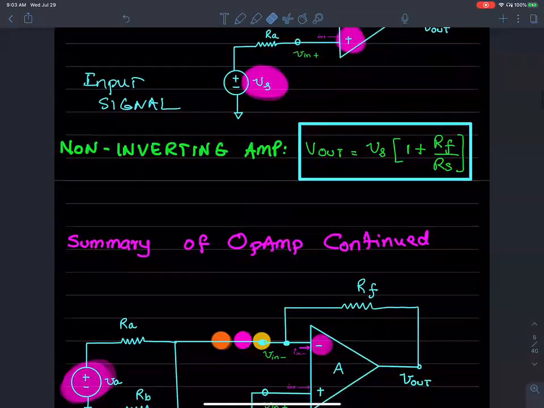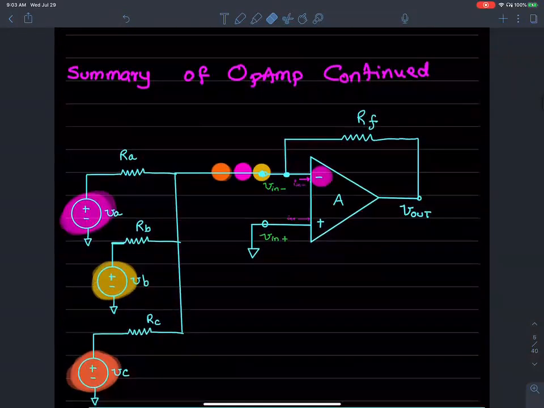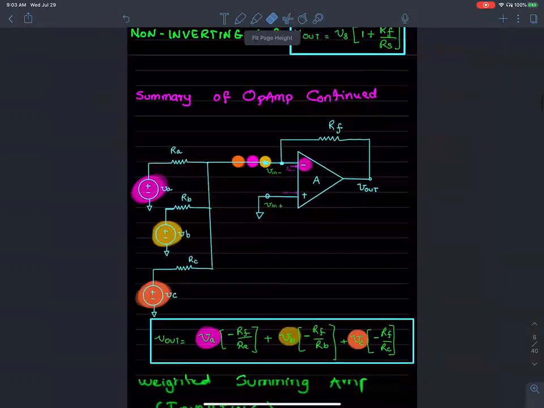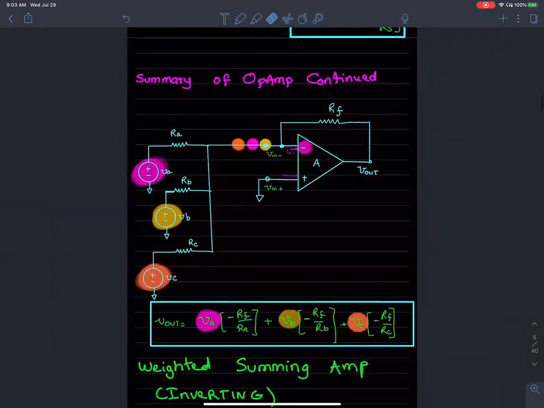Then we looked at what is called a summing amplifier. Instead of having just one input applied to the negative terminal, what happens when I apply more than one input? Then the exact same idea of an inverting amplifier, except that 3 inputs.